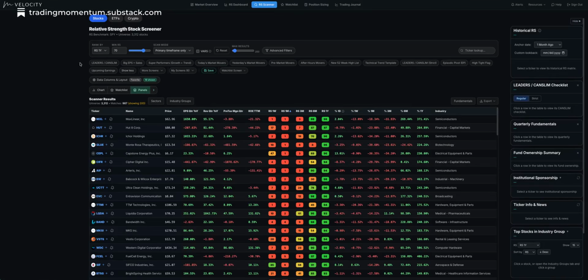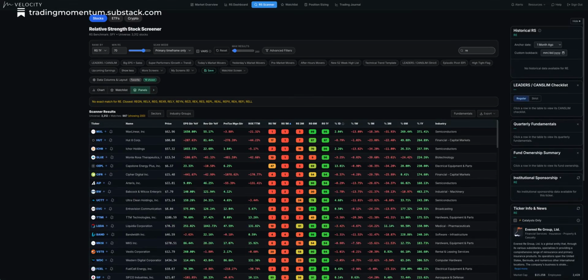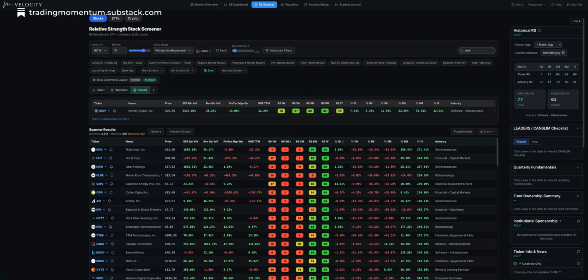Last thing I want to mention. Okay, so I just want to clear this up because some of you might notice why I'm recommending names that have a low RS. Let me show you. I think it's RELY. Yep. RELY has a 70, right on the border of a 1-year RS. And Minervini says 70, O'Neill's 80 or higher.